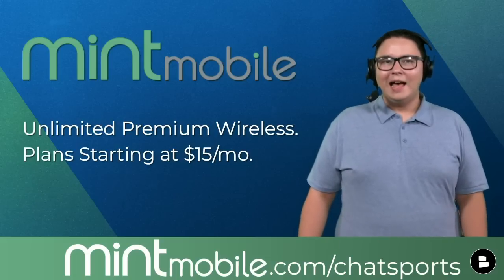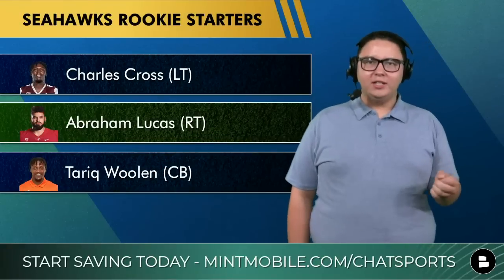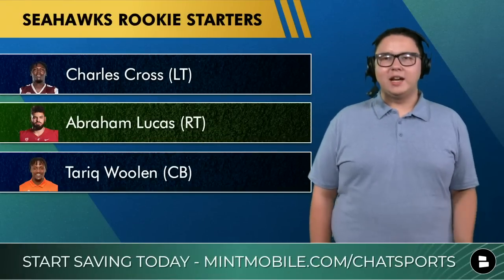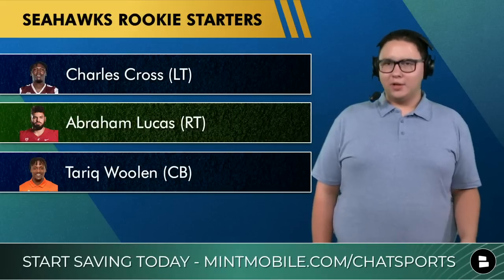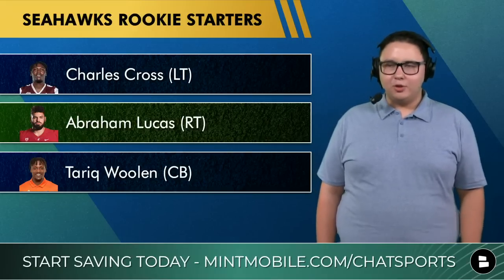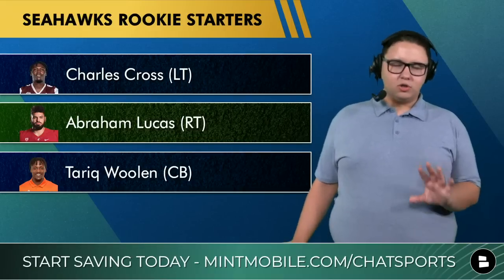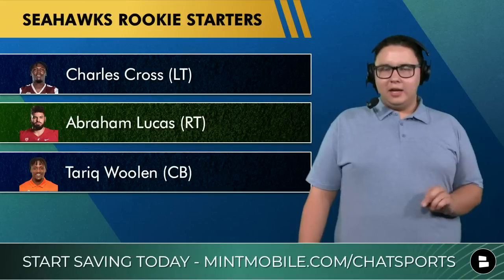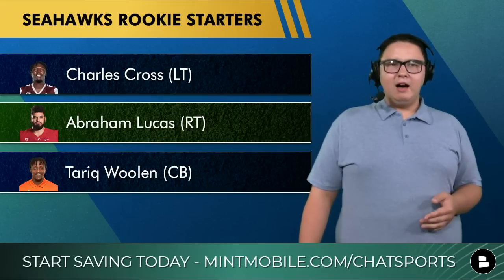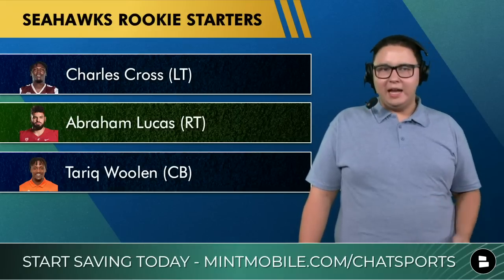Start saving today. So let's focus in on the rookies that are starting for Seattle. Charles Cross, the moment that he was selected at number 9 overall, he was going to start at left tackle. The hope is with Charles Cross that you have your starting left tackle for the next decade. That's what you would hope for. Charles Cross, although, did not look good in that preseason game against the Bears with all the mistakes he made. We'll see if he grows up a bit, if that was just one bad game and things can move forward from there.